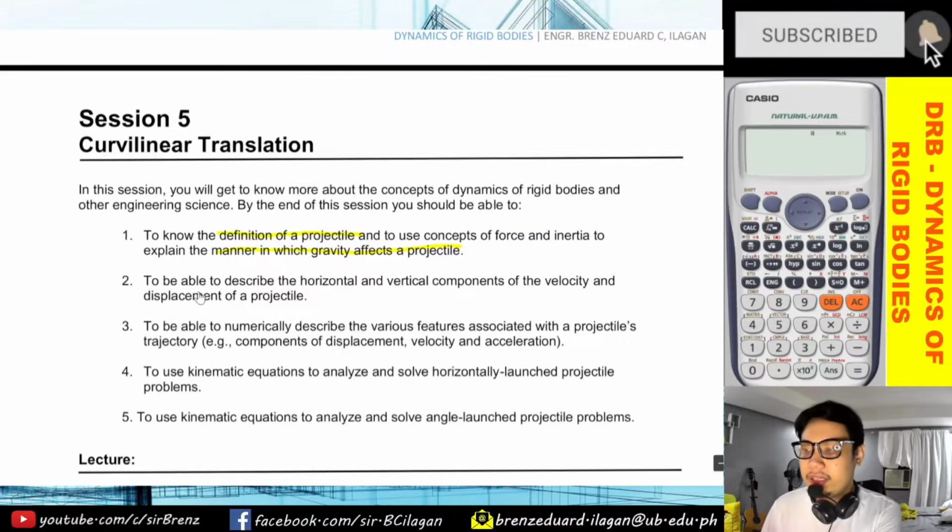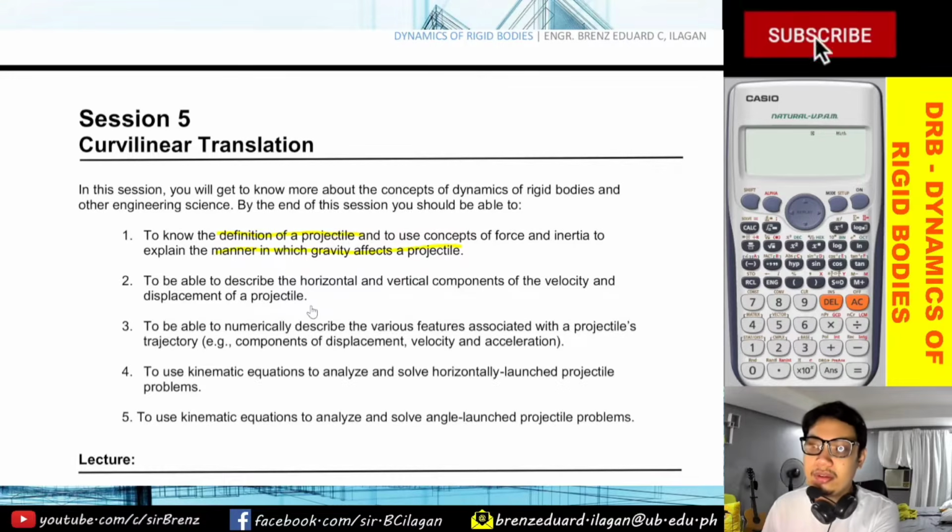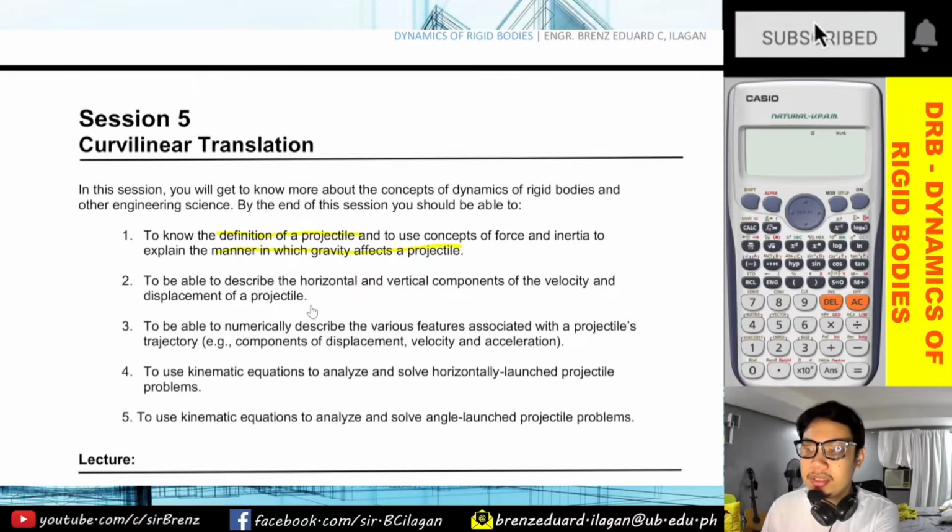Okay, so for number 2, to be able to describe the horizontal and vertical components of the velocity and displacement of a projectile. Okay, so tapatan lang to. So again, tuturo ko sa inyo dito yung dalawang approach. Una is using the derived formula and yung pangalawa is using the combination.